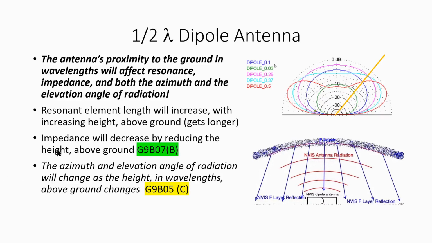So you see here that here's a question. Impedance will decrease by reducing the height above ground. That means as you lower that antenna, the impedance that the feed line sees at the antenna junction will decrease. Conversely, if you raise that antenna, it will increase.